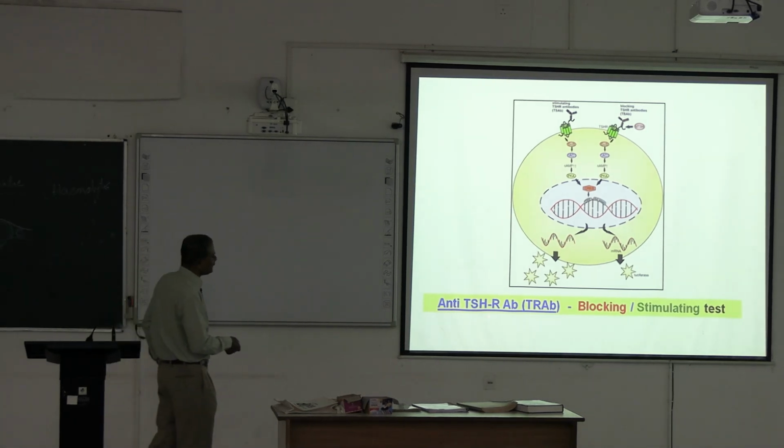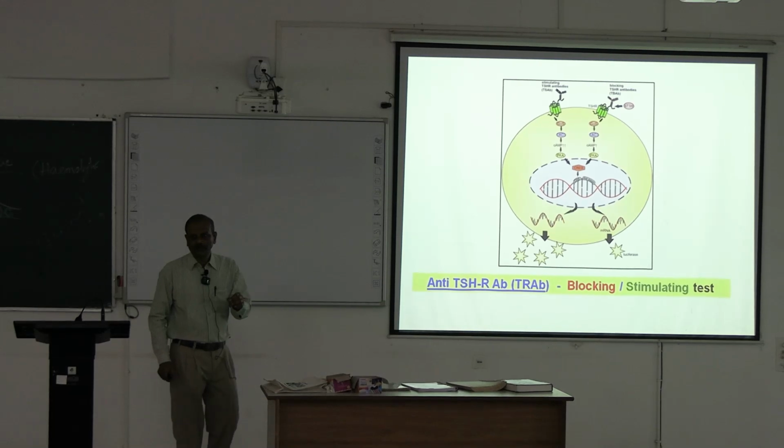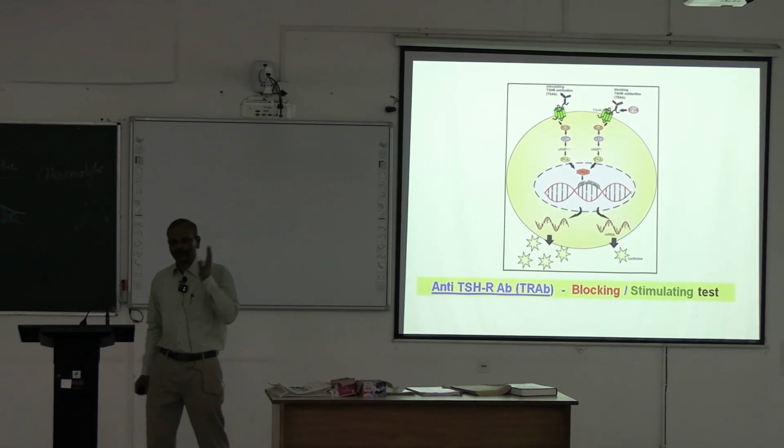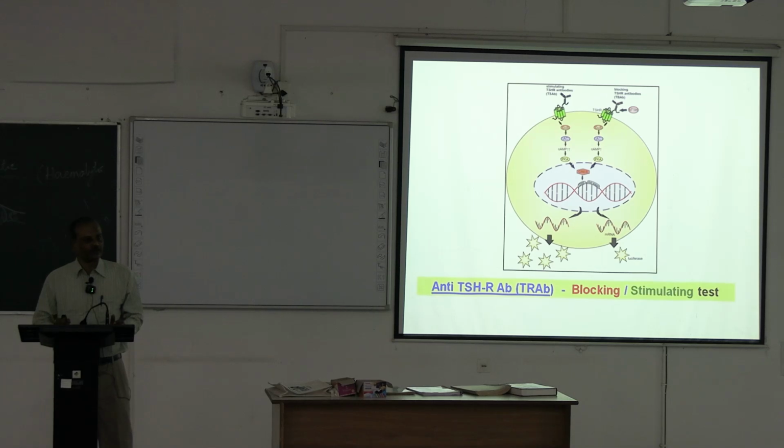Interestingly, this anti-TSH receptor antibody can be blocking type and it can be stimulating type. If it blocks, that means it will not allow the thyroid gland to function properly and it will cause hypofunction of the gland. That will lead to hypothyroidism. And if it stimulates, it will allow it to overfunction, so it will cause hyperfunctioning. Can you imagine the difficulty?